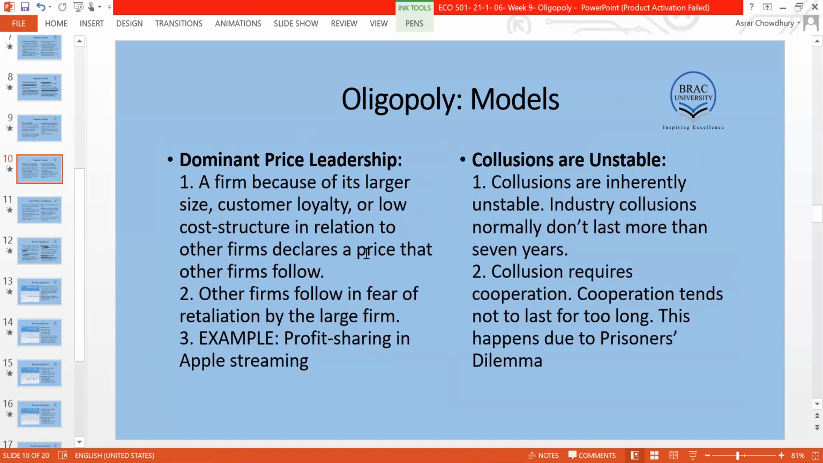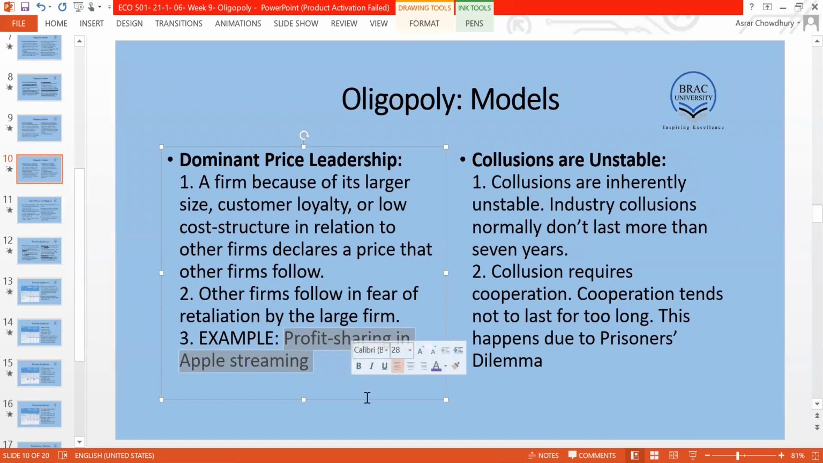Dominant price leadership is when the largest firm in the industry declares a price, the remainders have to follow. There are not many examples of this in Bangladesh. There's an international example. Are you aware of Apple streaming? Apple's streaming service, whether podcasts or songs.